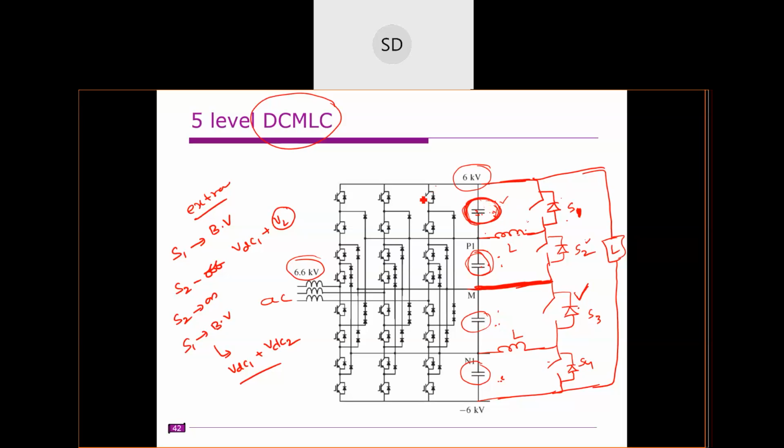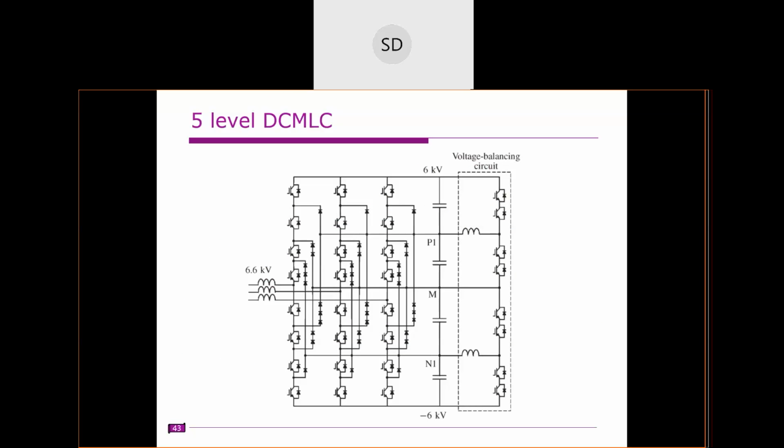So each of these main switches must be rated for VDC. This switch is rated for VDC, and this switch also, all switches are rated for VDC. That means here the blocking voltage is 2 VDC, so we need to connect two switches in series like this. We need to connect two switches in series.